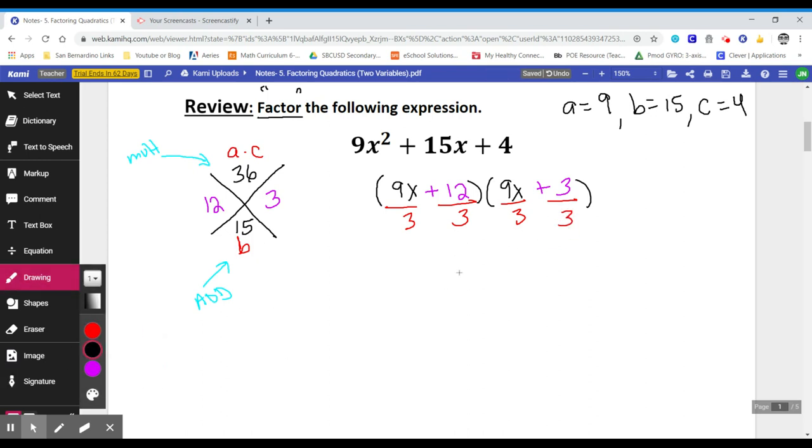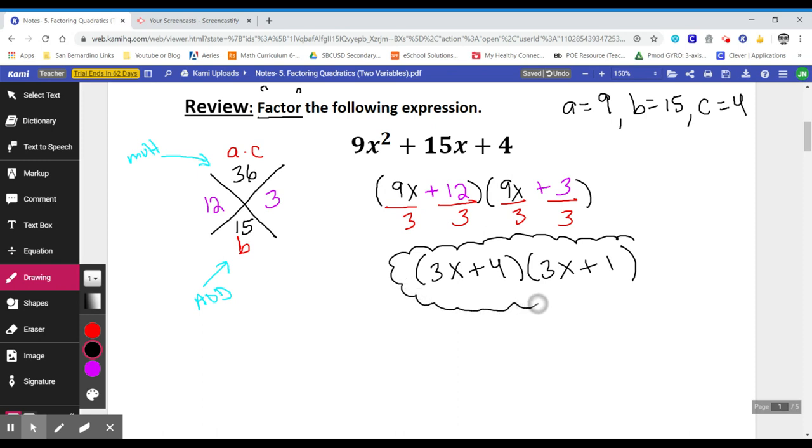So this will give me the final answer as 9 divided by 3 is 3. So I'm going to put 3x. 12 divided by 3 is equal to 4. So I'm going to put positive 4. 9 divided by 3 again is 3. And then 3 divided by 3 is equal to 1. So my factored expression in terms of two binomials multiplied together is this. If I multiply this out with the box, I should get the original problem. If you always want to check your work, if you multiply this out, you should always get the original problem. So this is something you should already know, so it should be fresh in your mind when you're doing this next thing.